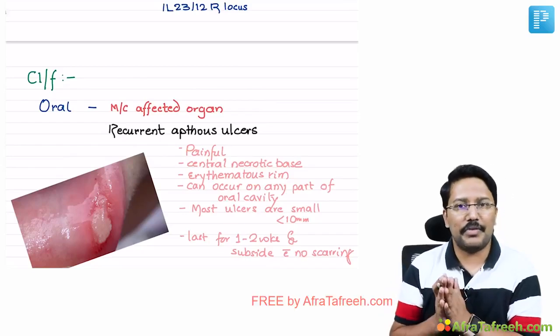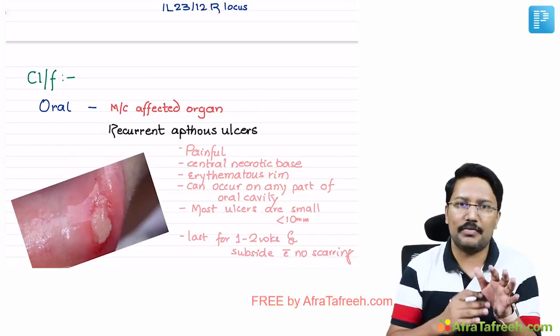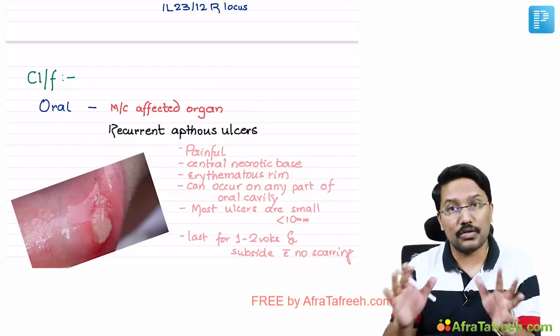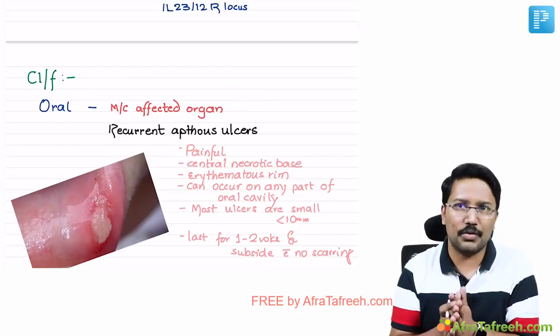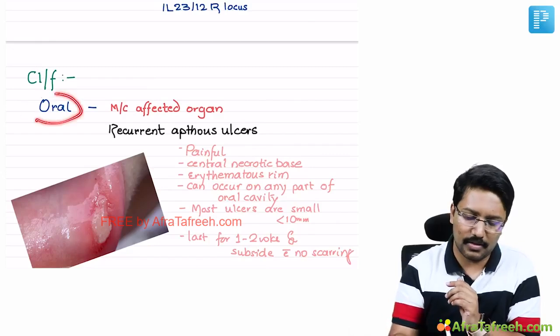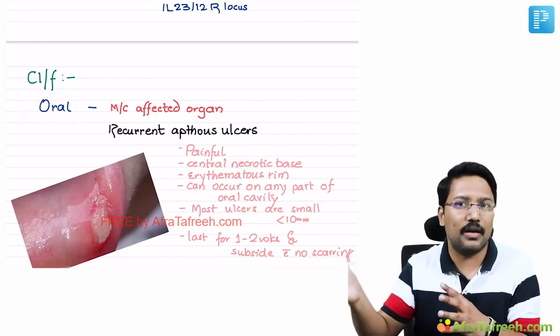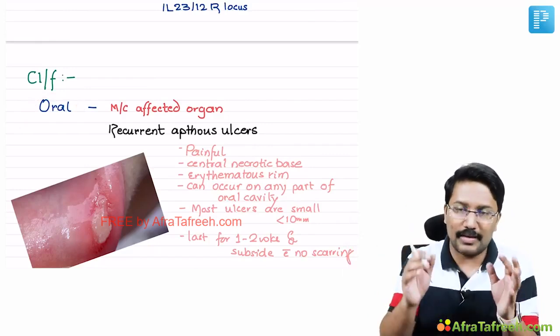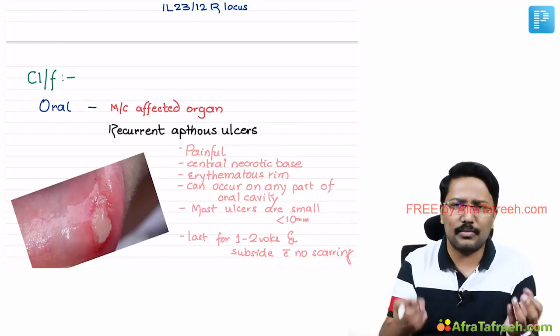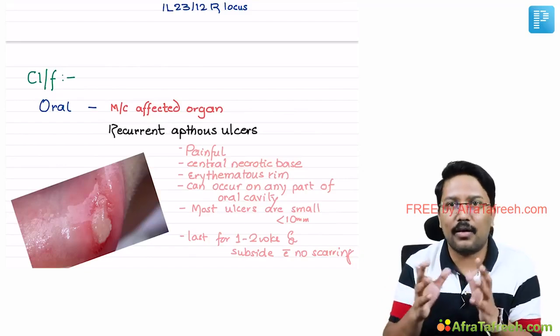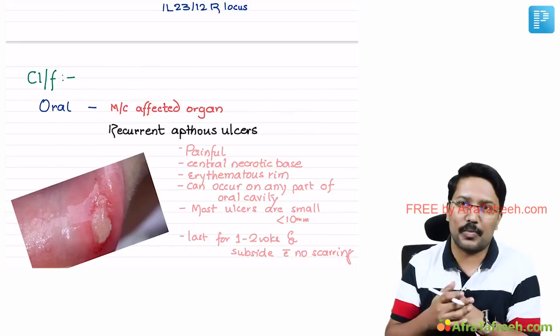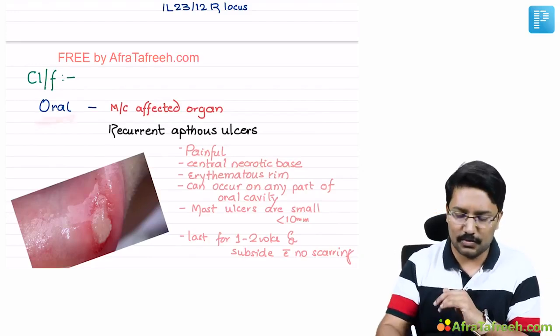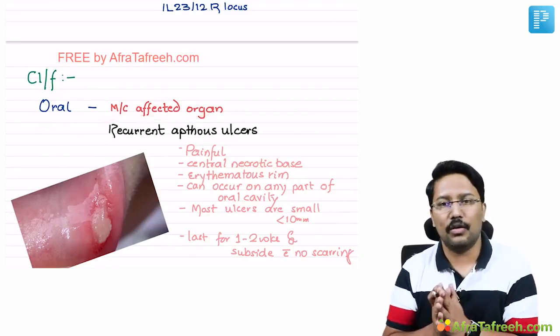Now, coming to its clinical features, let us understand clinical features organ by organ. What is the most commonly affected organ? If the question is asking you, the answer is straightforward, that is oral. In fact, if you take a look at the diagnostic criteria, most of them, not only the one that I'm going to discuss, there are a lot of other diagnostic criteria, most of them say it is kind of mandatory or a prerequisite for considering the diagnosis of Behçet to have oral lesions. So this is the most commonly affected organ.